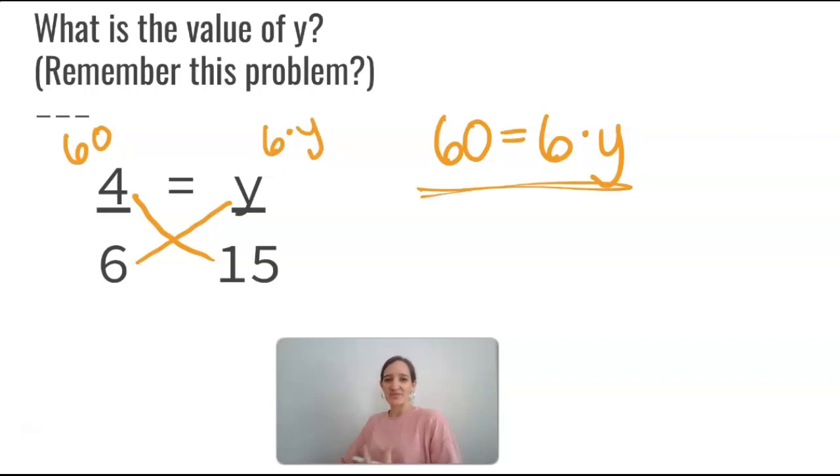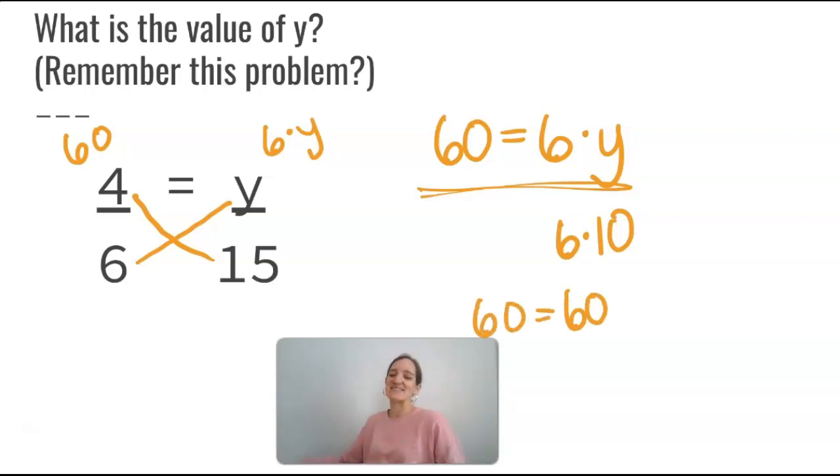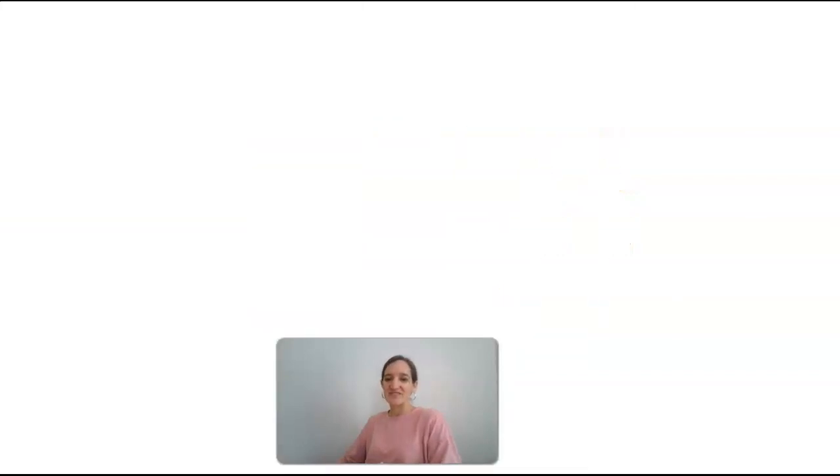The only possible number that y could be is 10, right? Because then we'd have 6 times 10, which is 60. And then it is true, 60 is 60, cross multiply, and we both get 60, and they are equivalent. So I know that y is the only possible solution. So we just found out that y equals 10. That unknown has a value of 10.